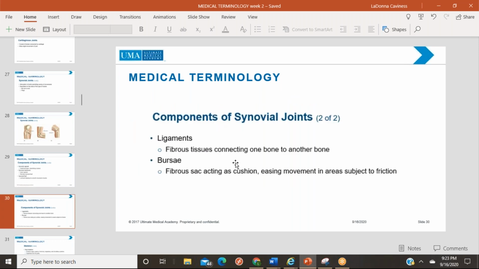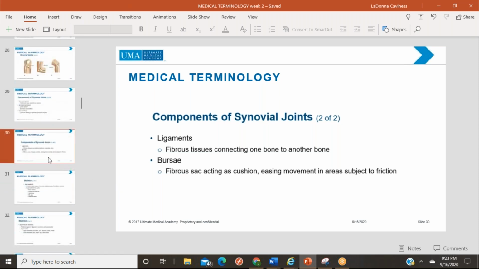Components of synovial joints. Ligaments: fibrous tissues connecting one bone to another. Bursa: fibrous sac acting as a cushion, easing movement in areas subject to friction. An example would be those synovial joints that we talked about earlier, the elbow and the knee.